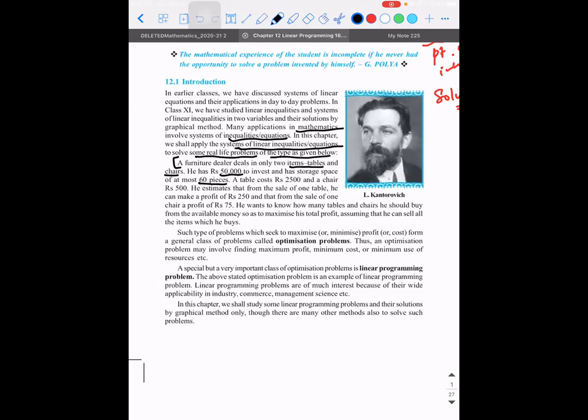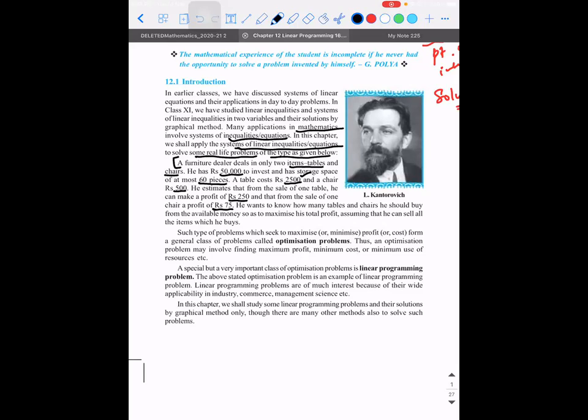And it is observed that a table costs rupees 2,500 and a chair costs rupees 500. He estimates that from the sale of one table, he can make a profit of rupees 250, and from the sale of a chair, a profit of rupees 75. So what is the rate at which he is buying a table? He is buying at a rate of 2,500. But by the time he sells, how much is he going to make?